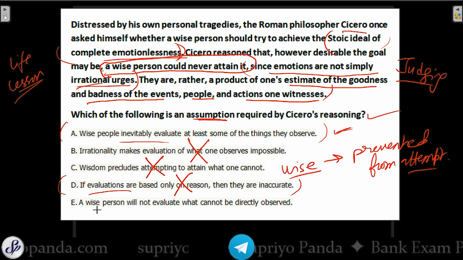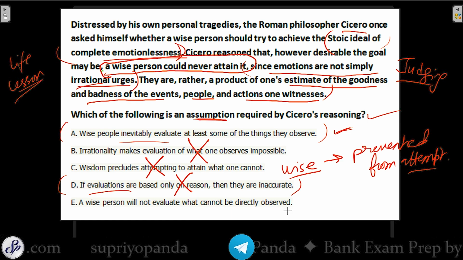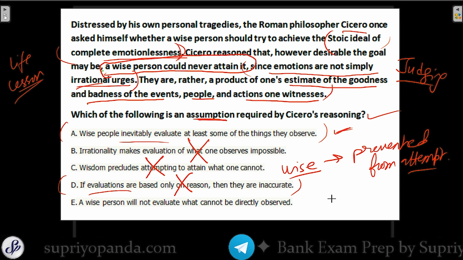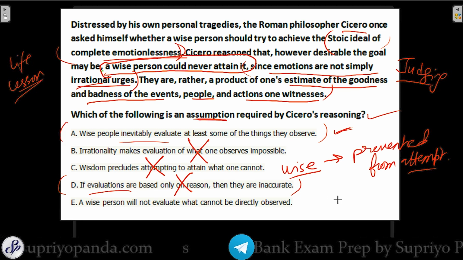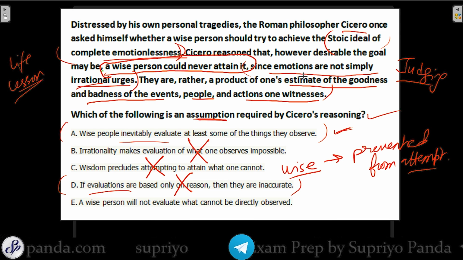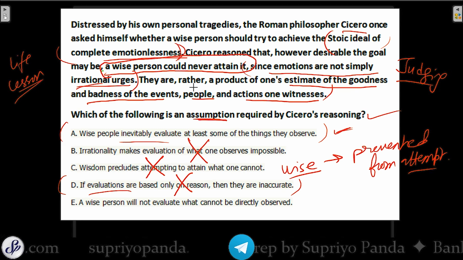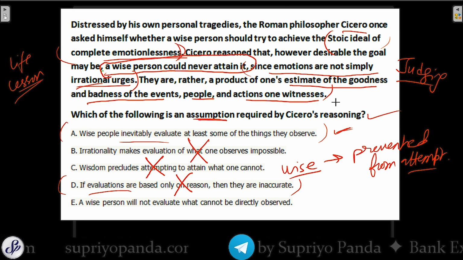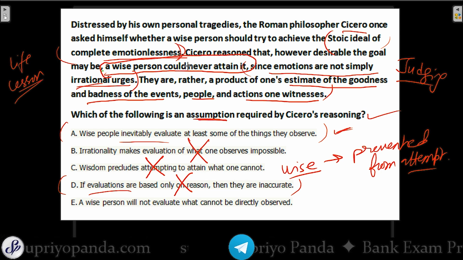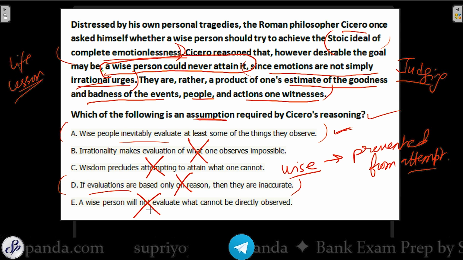Then number E, a wise person will not evaluate what cannot be directly observed. This means that the wise person is not going to evaluate whatever that person cannot see. But is the conclusion saying it? No, the conclusion is saying that the wise person is always evaluating all of these things, all the estimations of the goodness and the badness of the events, the people, the actions, etc. So this cannot be our answer. So this is also not an assumption that is required.